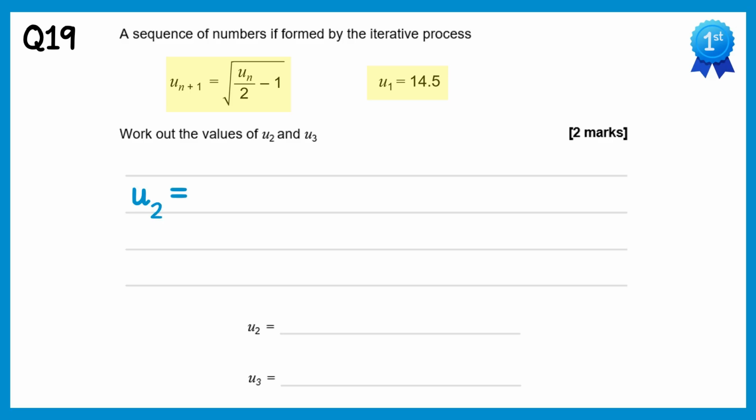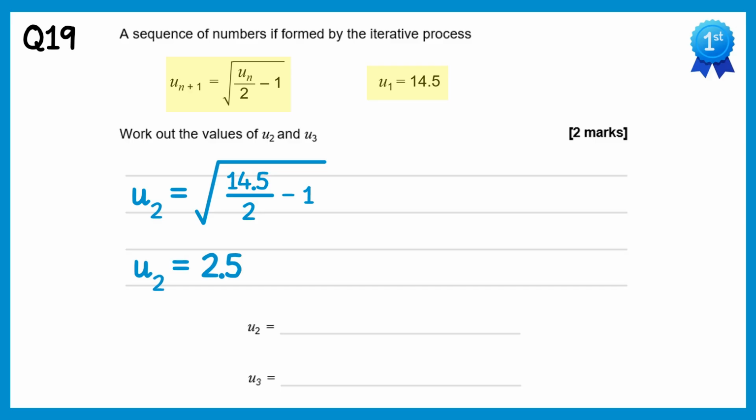What we do is we copy out that formula above, so where it says the square root of un over 2 minus 1, but we replace the un there with whatever u1 was, so the 14.5. So it's the square root of, then it's our 14.5, divide by 2, minus 1. You can just type that straight into your calculator and it'll give you 2.5.